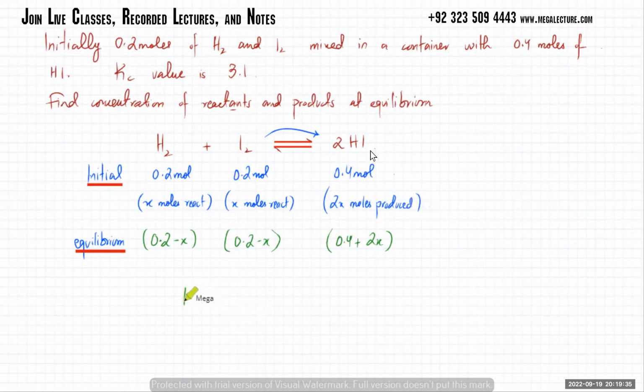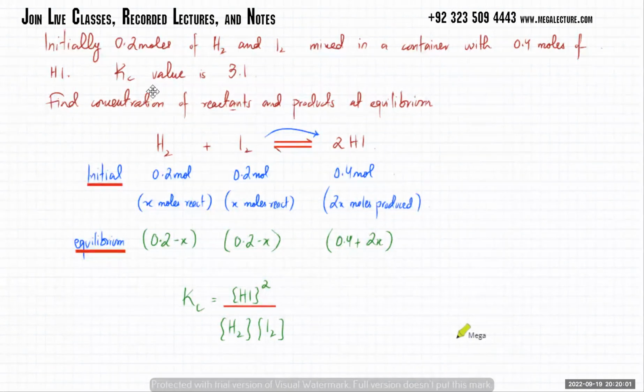And what's my Kc expression? My Kc expression for this reaction is the concentration of HI squared divided by the concentration of H2 and the concentration of I2. HI will be squared, okay? That's my Kc expression.